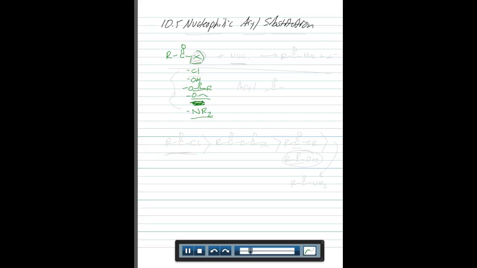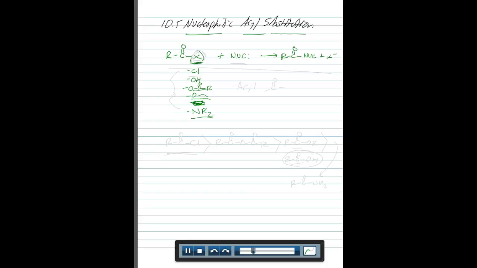Okay? So what you're going to do is add some sort of nucleophile to it. And what the nucleophile does is it substitutes for X. So your final product is R-Nuc plus X minus. That's what the reaction is. Very simple. It's a nucleophilic acyl substitution. You're using a nucleophile to substitute on the acyl group.